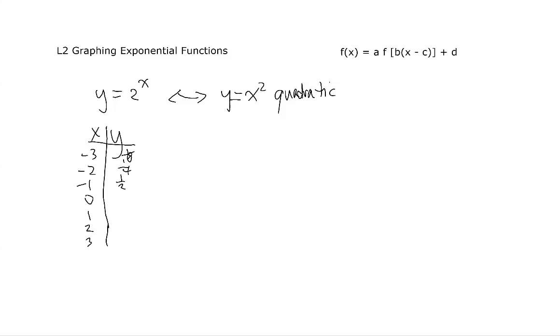When x is 0, that's going to be 1. When x is 1, that's going to be 2. When x is 2, that's going to be 4. And finally, when x is 3, it's going to be 8. Now, a pattern that some of you should notice is that this seems to be a doubling pattern, right? If we start from 1, we keep on doubling, and it keeps on going. So that's our table of values.